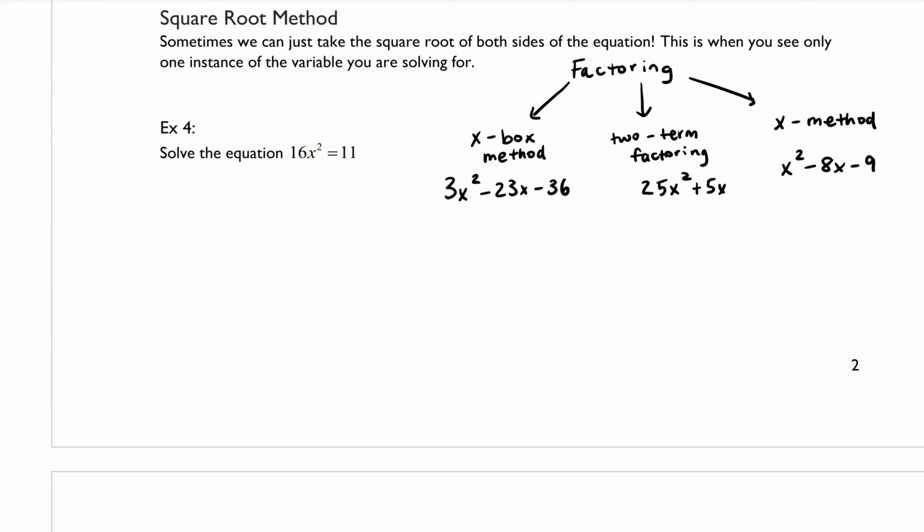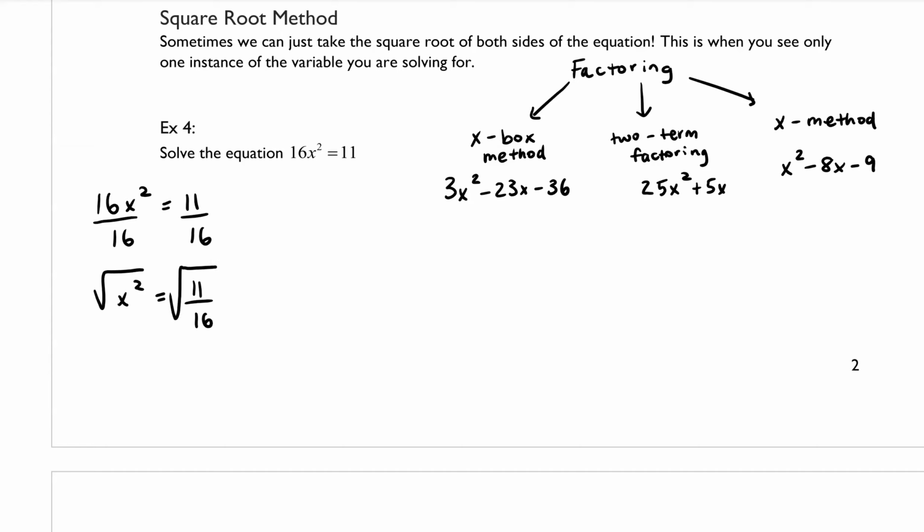And so what we would do in this instance is we are starting off with 16x squared is equal to 11. I would divide both sides by 16. So I get x squared is equal to 11 over 16. And then I would take the square root of both sides.